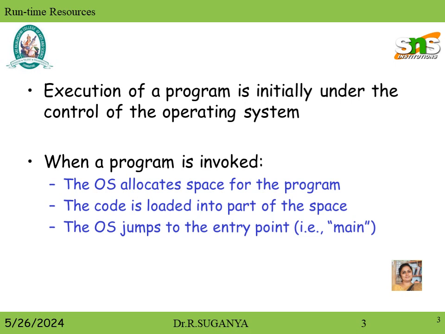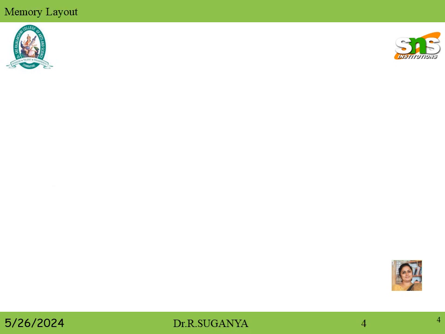When a program is invoked, the OS allocates space for the program. The code is loaded into part of the space. The OS jumps to the entry point, that is main.